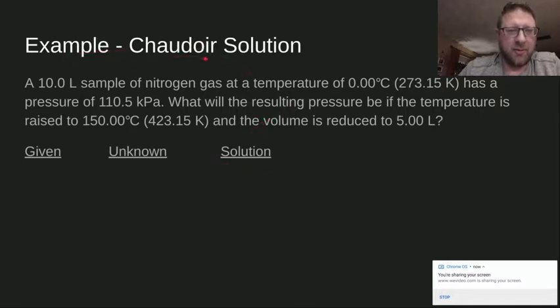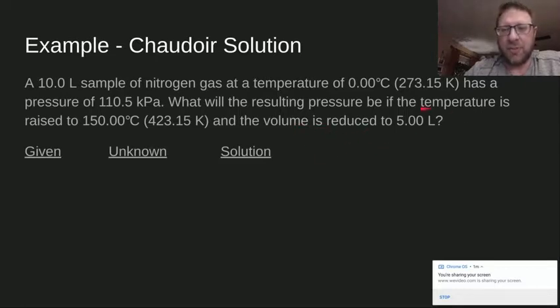Our example here is a 10-liter sample of nitrogen gas at a temperature of 0.00 degrees Celsius or 273.15 Kelvin, has a pressure of 110.5 kilopascals. What will the resulting pressure be if the temperature is raised to 150.00 degrees Celsius or 423.15 Kelvin and the volume is reduced to 5 liters?